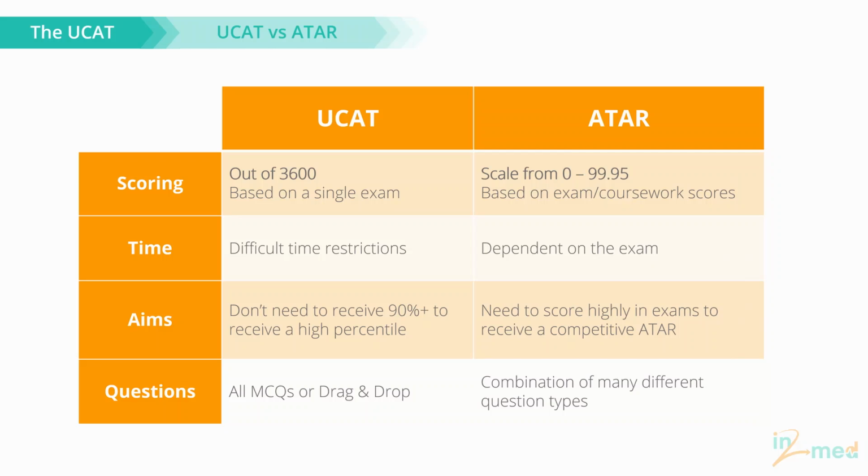In comparison to the ATAR, which provides a percentile from 0 to 99.95, the UCAT is scored out of 3,600, which correlates to a percentile from 0 to 99. The time restrictions are much more severe. However, there is more leniency to drop marks, and all the questions are either multi-choice or drag and drop.